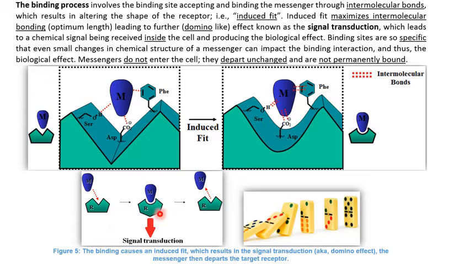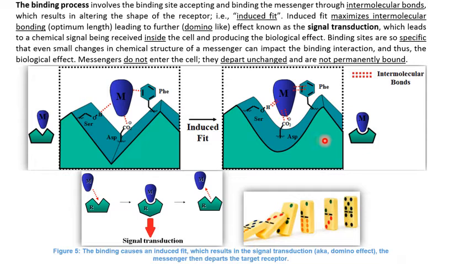The signal transduction is similar to an effect called the domino effect, where you activate one protein, for example, and then this protein leads to activation of other proteins, leading to a series of signal transductions, which leads to the biological effects. Notice that the messengers do not enter into the cell. They only bind to the surface, and then they leave the receptor unchanged and don't stay bound permanently.